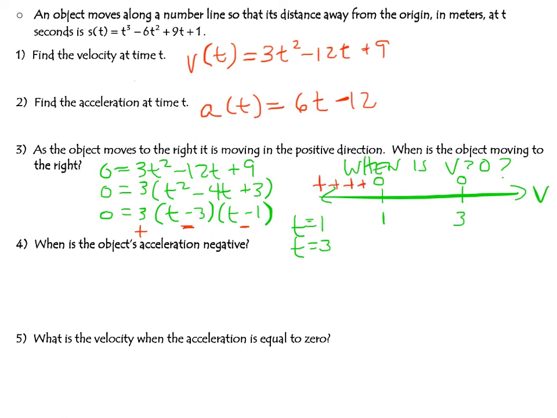Then, from 1 to 3, if we put 2 in here, the 3 is still going to be positive. The t minus 3, 2 minus 3, is going to be negative. 2 minus 1 is going to be positive. So we get negative values in here. And if we put 4 into our derivative, then we're going to have positive times a positive times a positive, so this is going to be positive. So when is velocity greater than 0? When is it moving to the right? That's going to be on the intervals from negative infinity to 1 and from 3 to infinity.